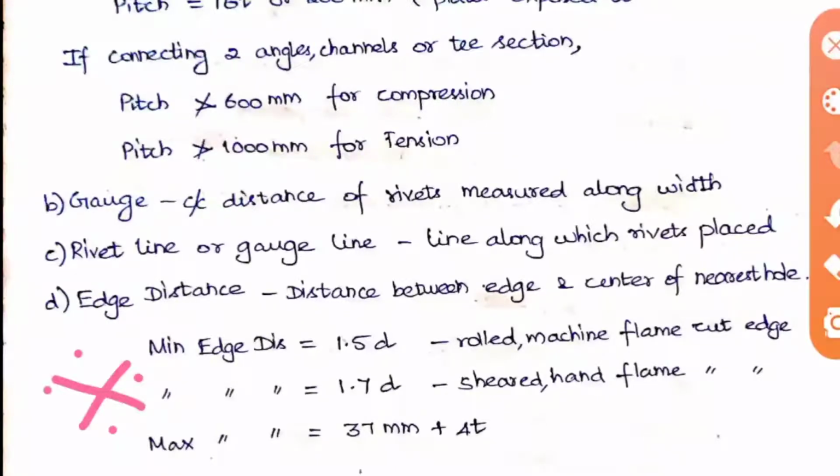So we have a structure like this, and we have a rivet here, meaning the center of the rivet to the edge. This distance is called the edge distance. The minimum edge distance should be 1.5 times the D for rolled, machine flame cut edges, and it should be 1.7 times the D for sheared, hand flame cut edges, and the maximum edge distance is equal to 37 mm plus 4 times the thickness of that plate.